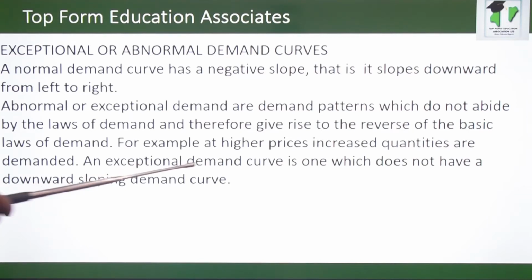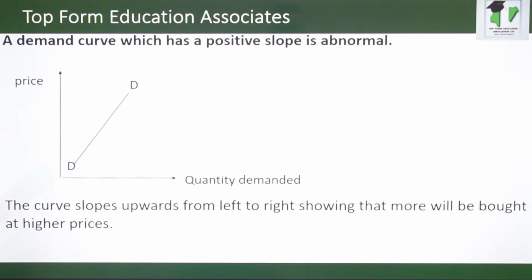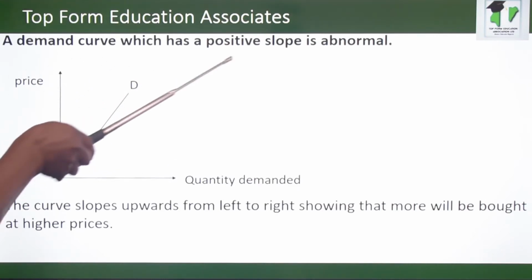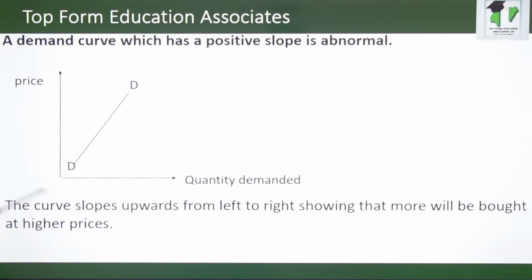An exceptional demand curve is one which does not have a downward sloping demand curve. You were told that a normal demand curve is downward sloping. It slopes downwards from the left to the right. It is negatively sloped. But if it becomes positively sloped, or it curves in a certain particular way, or when there's an increase in price, quantity demanded increases, then it's exceptional or abnormal. A demand curve which has a positive slope is very, very abnormal.